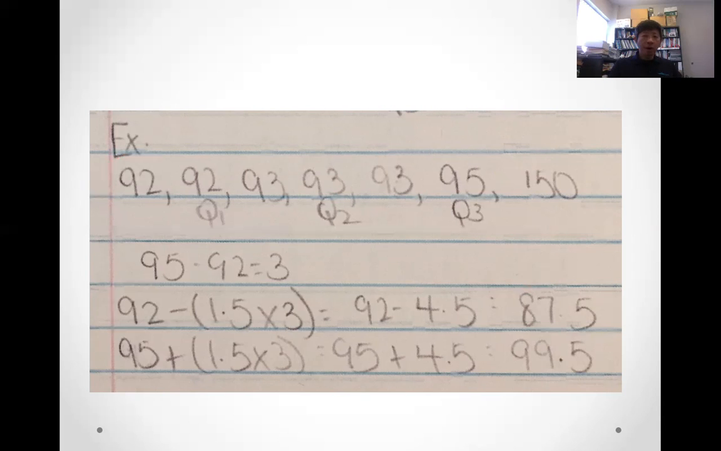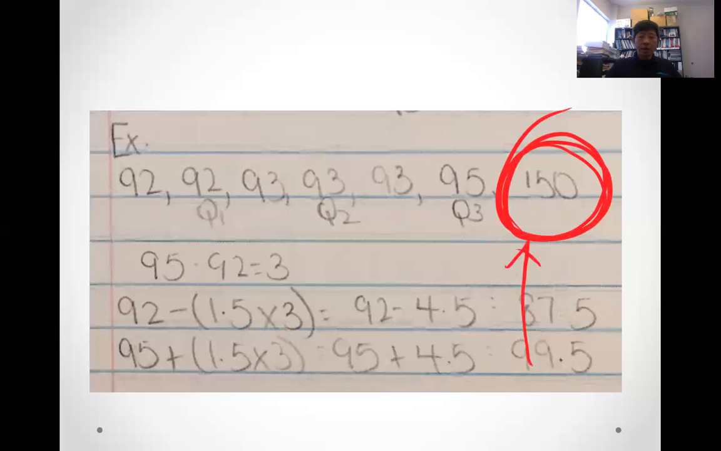Now what about the other number? We take 95 plus 1.5 times 3, and we find 99.5. Any number greater than 99.5 is an outlier. Do we have such a number? Yes, because 150 is more than 99.5. So we have an outlier. 150 is an outlier. Okay.